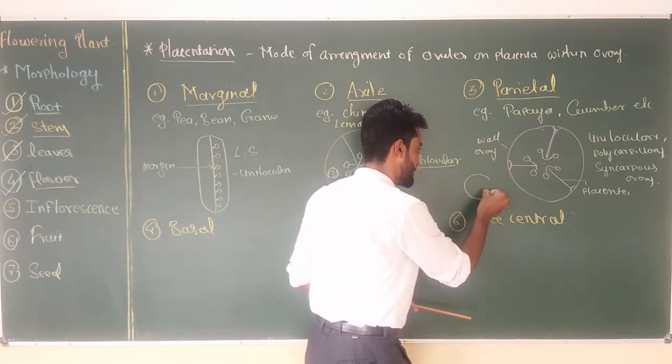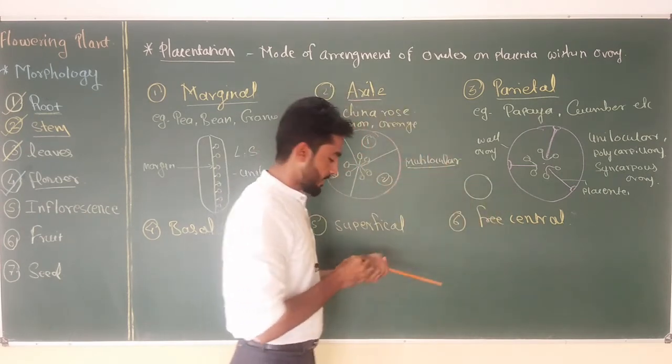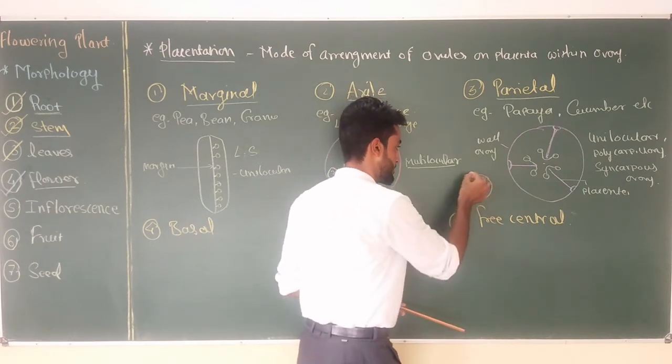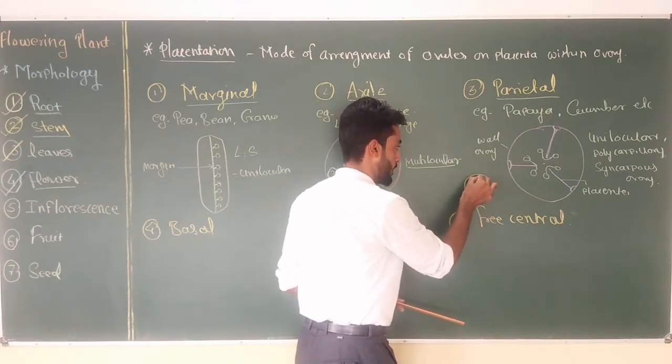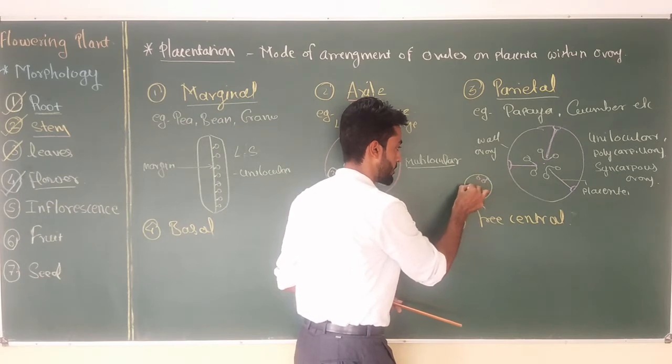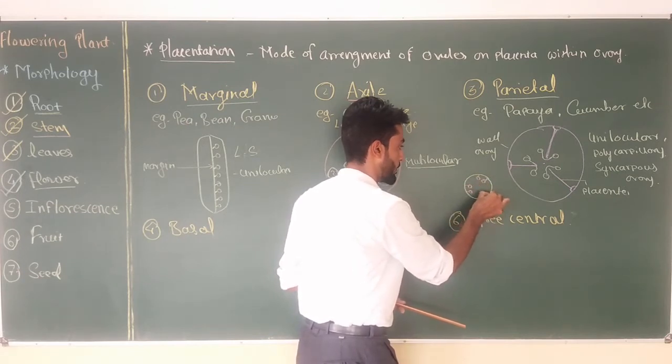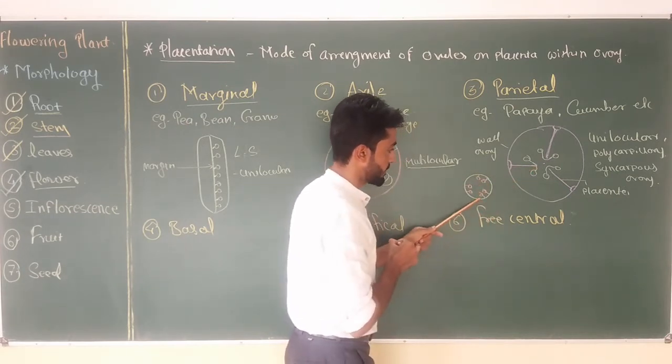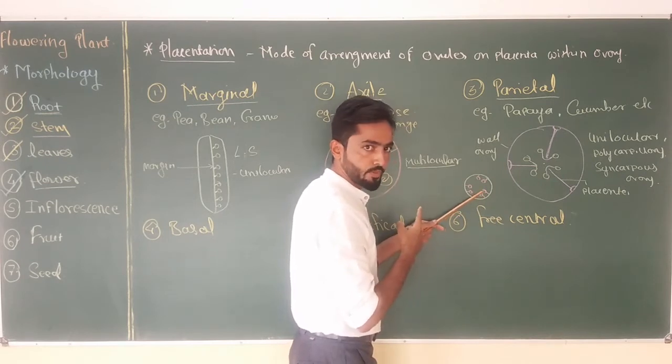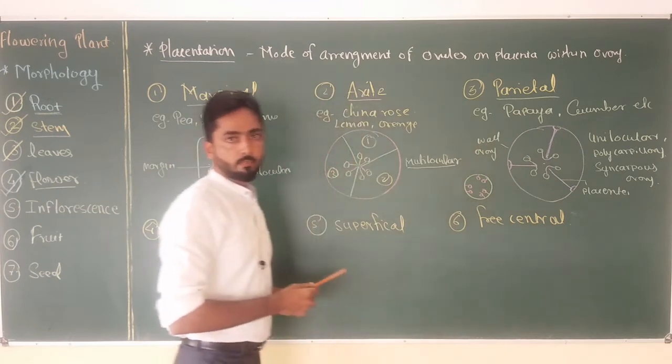In parietal placentation, you can see the arrangement of ovule like this. This is the transverse section of the ovary, and ovules are directly connected to the wall of the ovary. So in both these cases, ovules and placenta are present at the periphery. So it is called as parietal placentation.